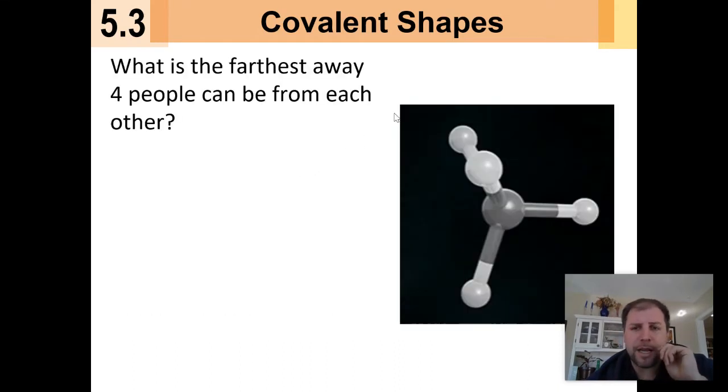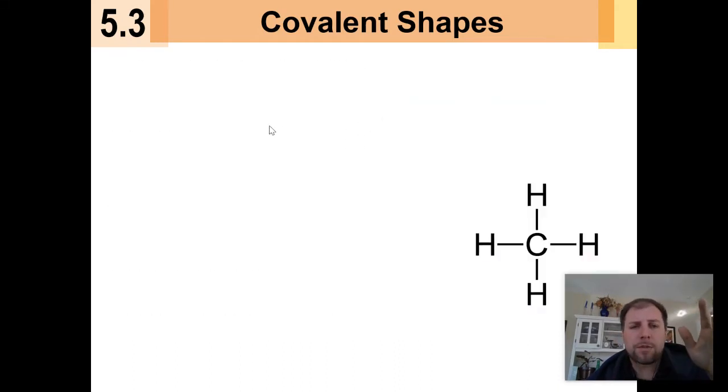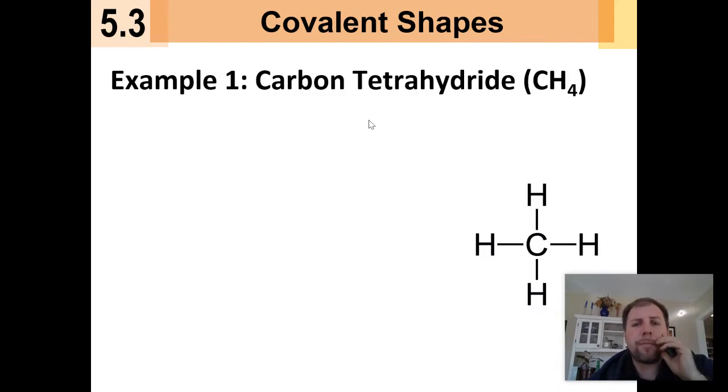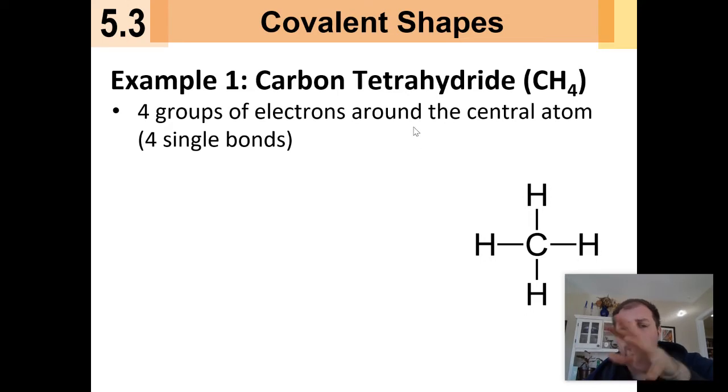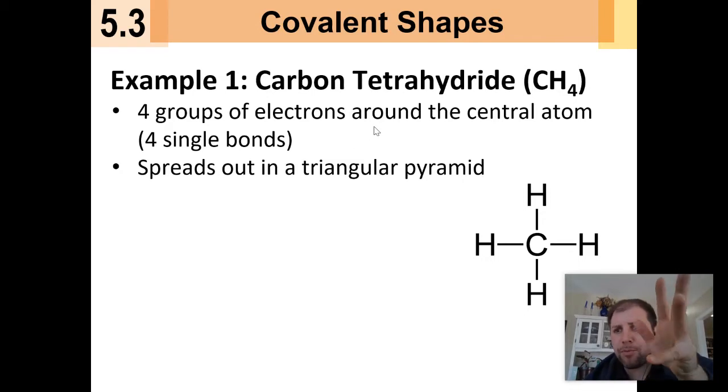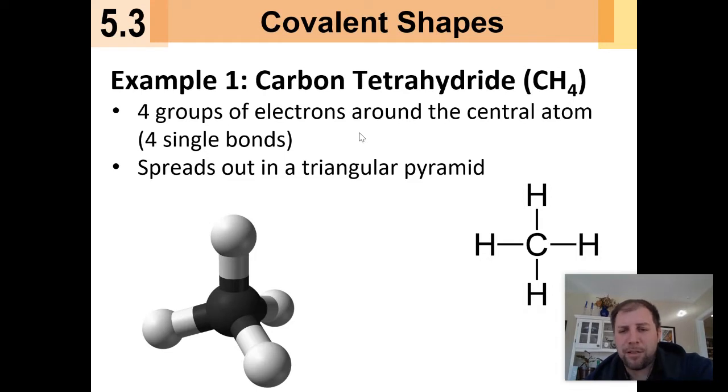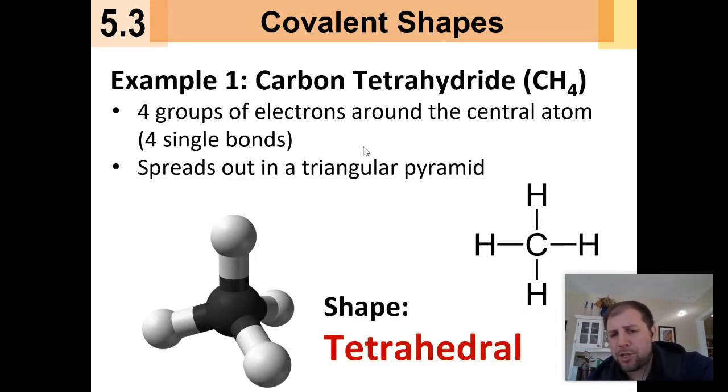So let me give you an example here. For example, carbon tetrahydride, aka methane, CH4. There are four groups of electrons around that central atom. And so they spread out in this four-sided triangular pyramid shape that looks like this. We call this shape tetrahedral. And there's actually a cool simulator that I'm going to link to in the notes today that shows us how this works.